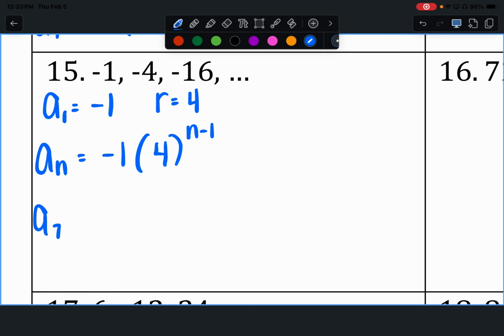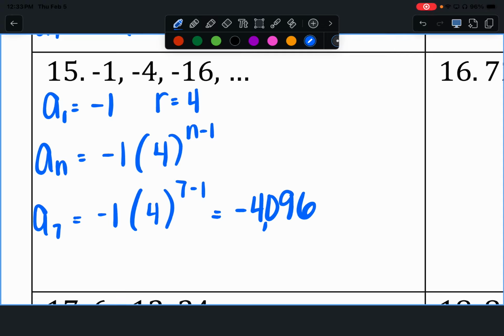Then we find our 7th term. What is the 7th term going to be? It's what? Here we go. -4,096. Because I was confused, because when you said 40,000, I was like, wait. Oh, I know.